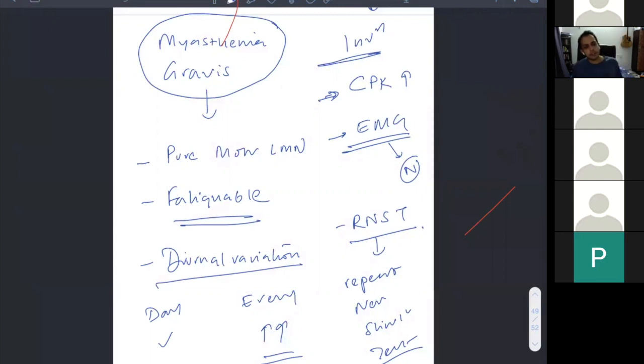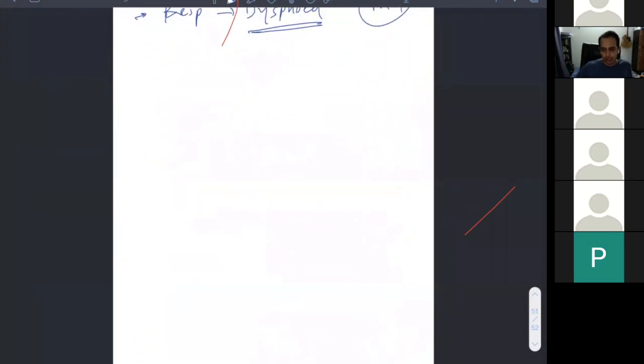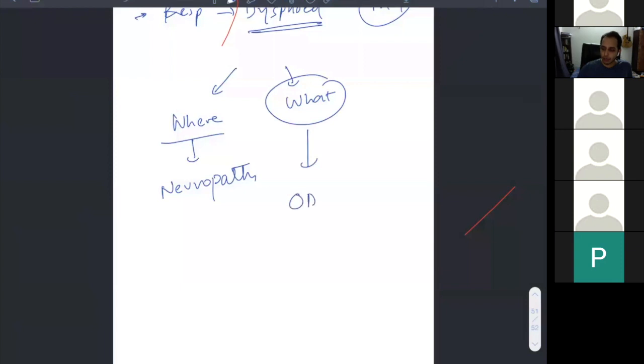Okay, so that's a case of neuropathy then. So if it's a case of neuropathy, we have to evaluate it as a neuropathy. So in the evaluation of any symptom, once we have diagnosed the where, which in this case you seem to have diagnosed as a neuropathy, then you have to find out the what. And in the what comes the ODP.